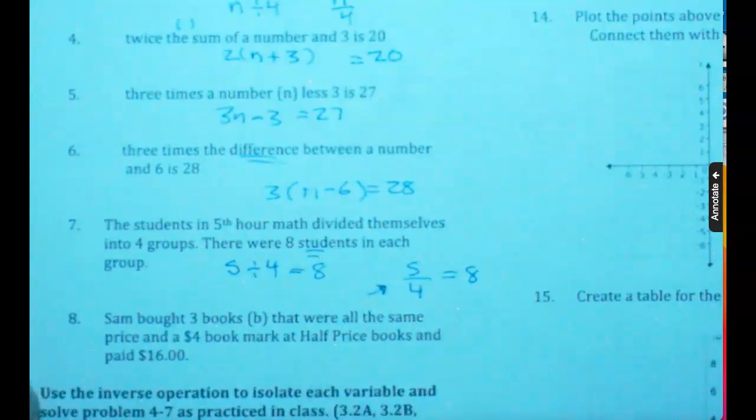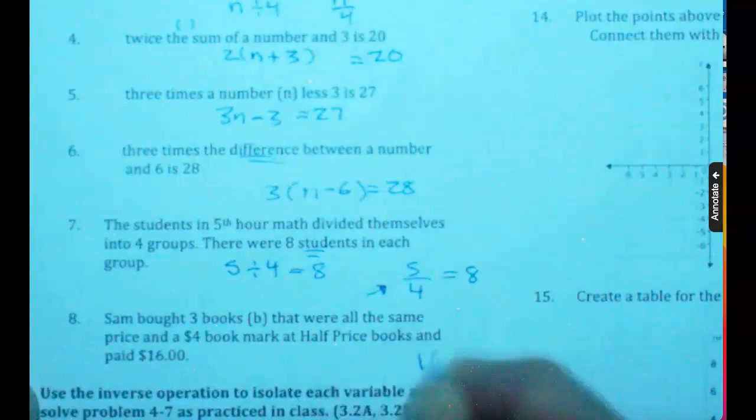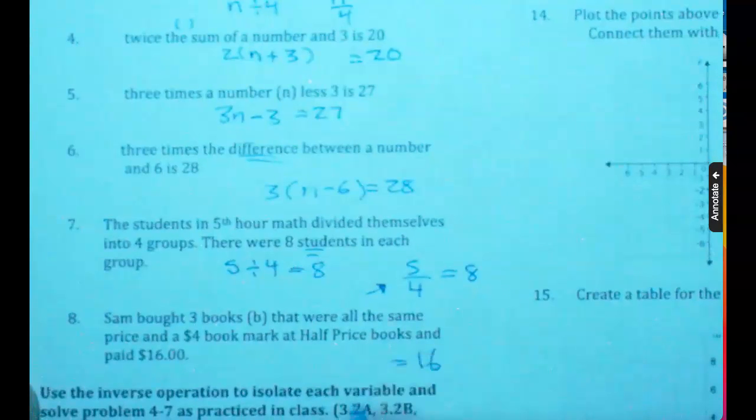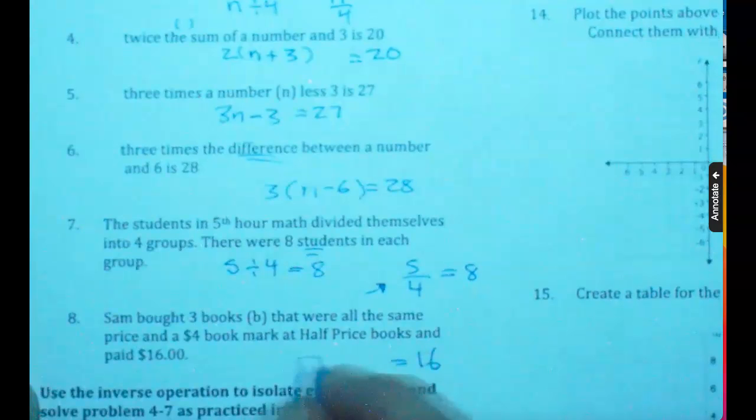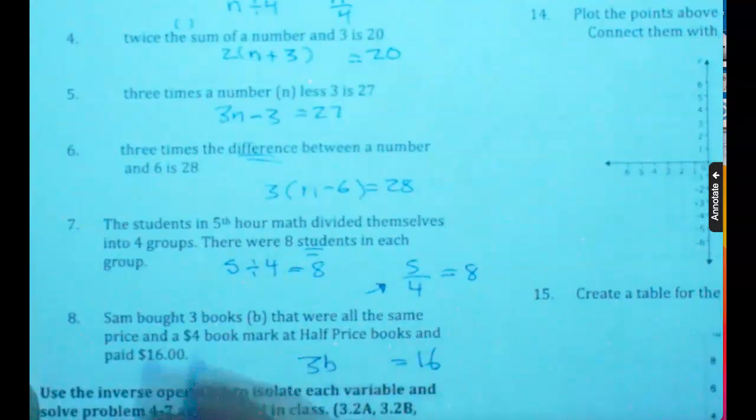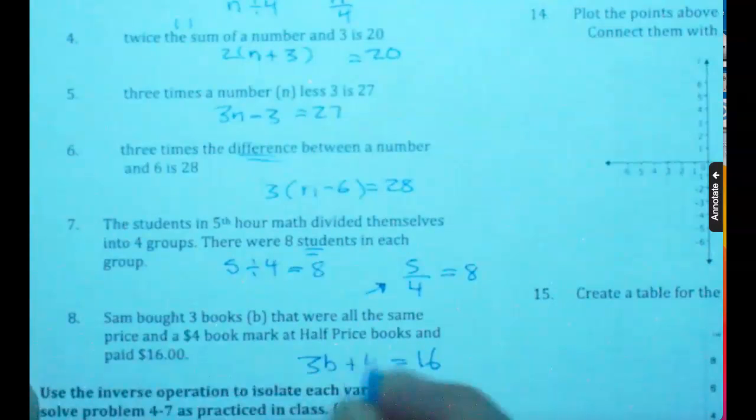Sam bought some books that were all the same price. He bought 3 of them, and a bookmark for $4 at Half Price Books, and he paid 16. So we know it equals 16. And so there's 3 books. So here's my 3 books. And a $4 bookmark, so that would be plus 4 equals 16.